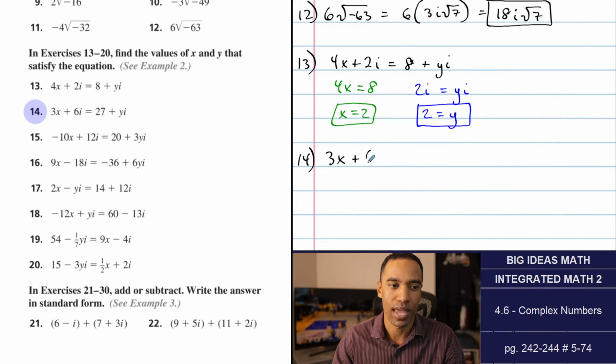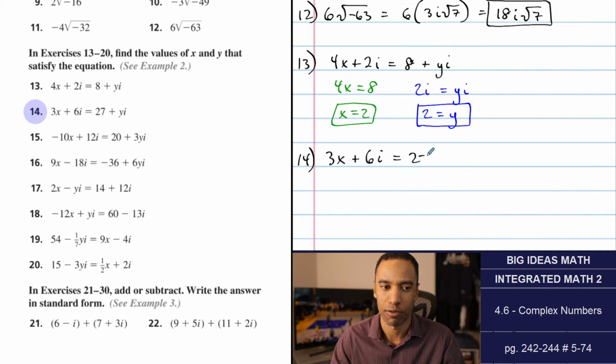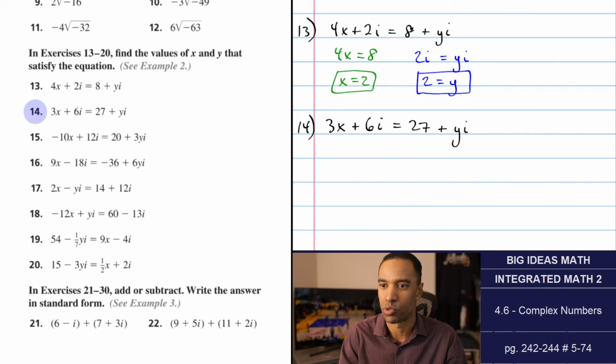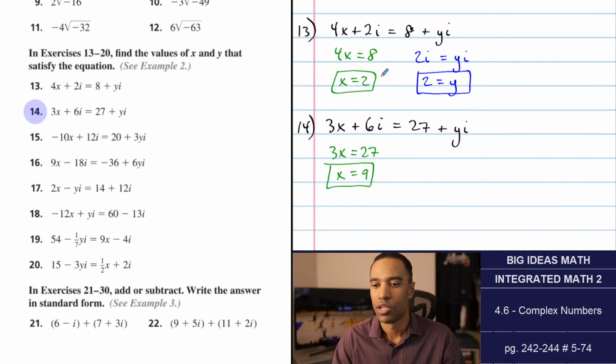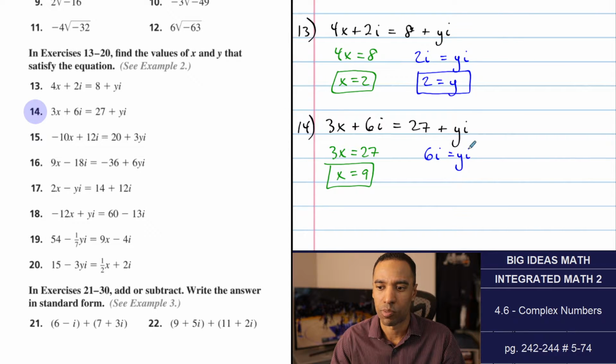But number 14, 3x plus 6i equals 27 plus yi. I don't know how confusing some of these problems will go. Let's do the real part here. 3x equals 27. So x equals 9. Yeah, I'm fine writing that step. So 9 is the value that's going to make that work. And by the way, I should also write out what these complex numbers are in full afterwards so you're not confused as to what we're doing. I'll do that in a bit. 6i equals yi. That must mean that y has to equal 6, right, as a result of that.